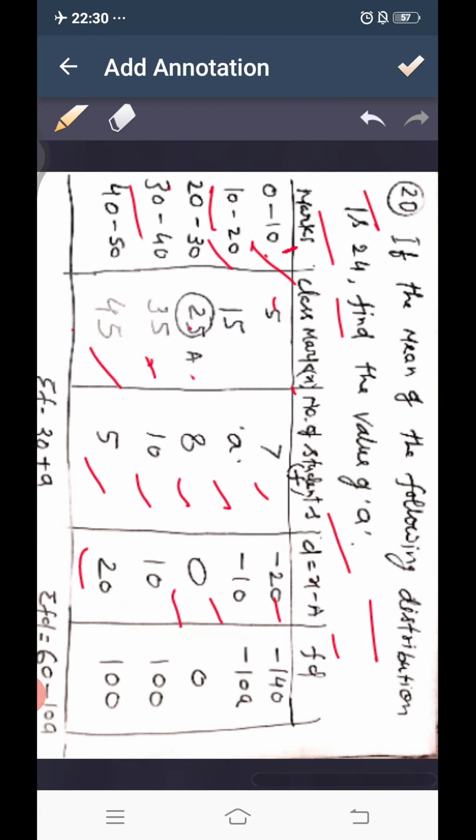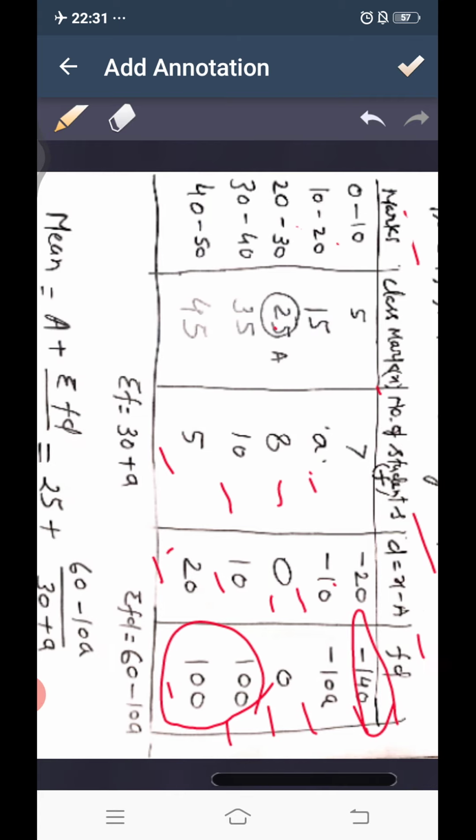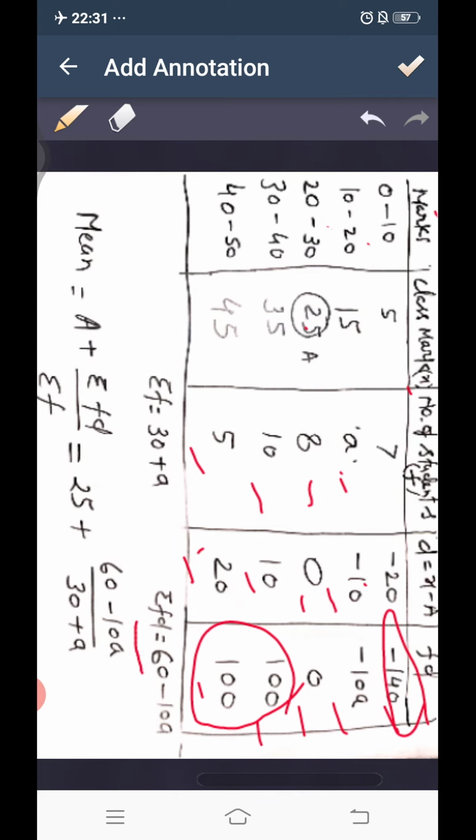Now we have to find F into D. So 7 into minus 20, we get minus 140. A into minus 10, that is minus 10A. 8 into 0, 0. 10 into 10, 100. 5 into 20, 100. So we can see positive, we have 100 plus 100, that is plus 200, and minus 140. So we get plus 60. Difference is plus 60 and minus 10A will be written as it is.